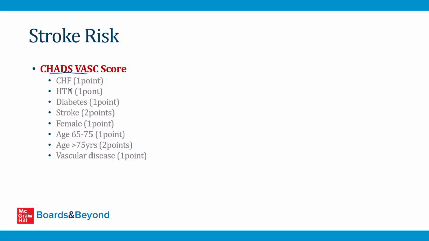So the points for the CHA2DS2-VASc score are all shown on this slide. Heart failure, hypertension, and diabetes are all 1 point. History of stroke is 2 points. Female gender is 1 point. Age 65 to 75 is a point. Age over 75 is 2 points. And finally, vascular disease is 1 point.